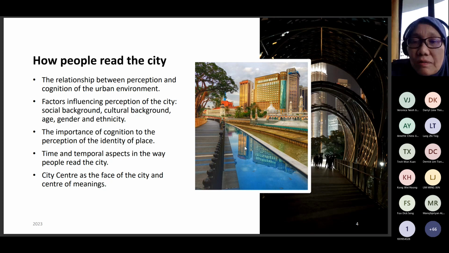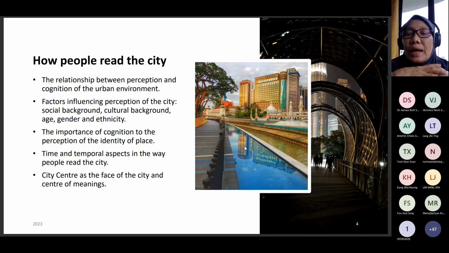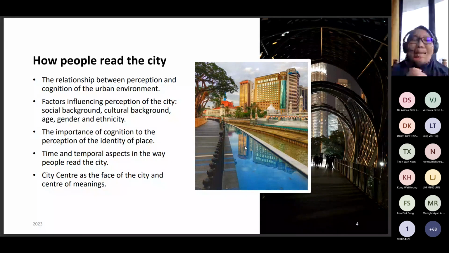The other important aspect of how people read the city is the cognition involved, whereby cognition is a process that is actually operating over a much longer time frame. That means it's not just about the direct stimulation you get from the environment, but also depends on the length of time you have been immersed in the environment, your social and cultural background, your worldview, your value system. All that will influence your attitude towards the environment and the way you evaluate it. That is part of cognition.